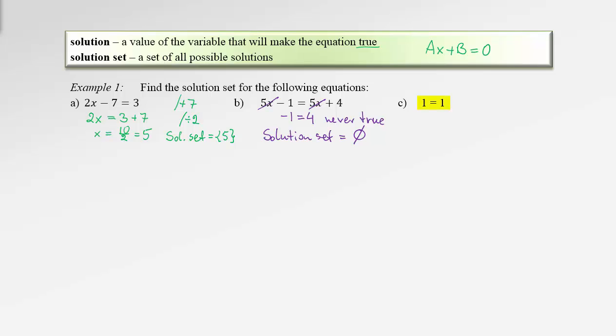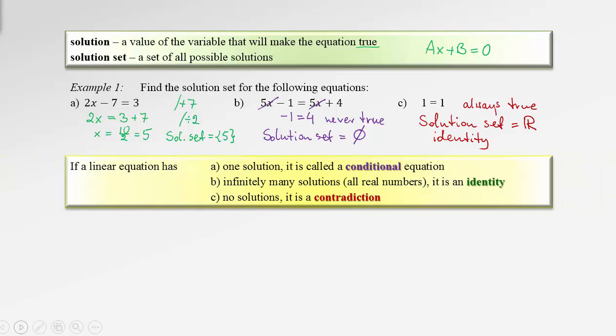Finally, 1 equals 1 is always true. So what is the solution set? The solution set is actually all real numbers, because no matter what the x is, the 1 will be equal to 1. The equation will be true. If x is 5, 1 equals 1. If x is 10, 1 equals 1. If x is 58.5, 1 will still be equal to 1. So such an equation is called an identity.